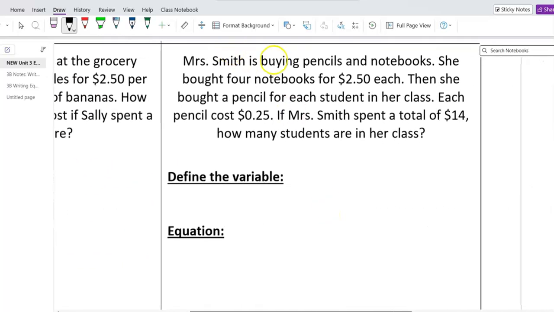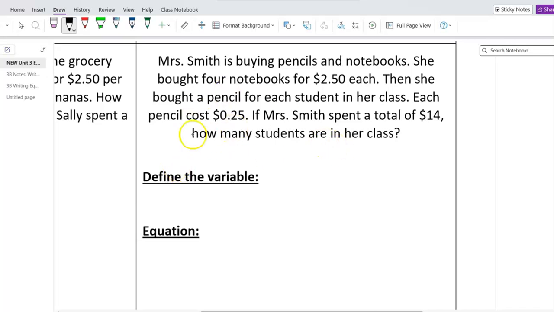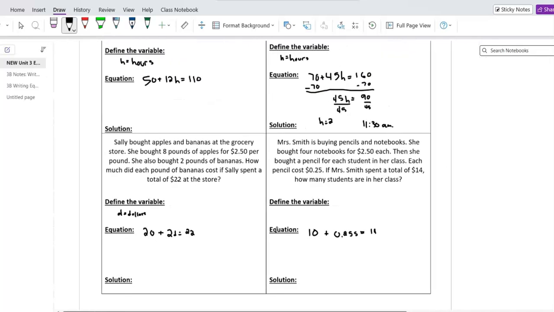Our last problem, Mrs. Smith is buying pencils and notebooks. She bought 4 pencils for $2.50 and then bought pencils for each student in her class. Each pencil costs $2.50. If Mrs. Smith spent a total of $14, how many students are in her class? So 4 notebooks for $2.50 each, that's going to be $10, 4 times $2.50, plus 0.25 multiplied by S for the amount of students that she has. And it's going to equal 14. And that is how we would do the equation for our last one.